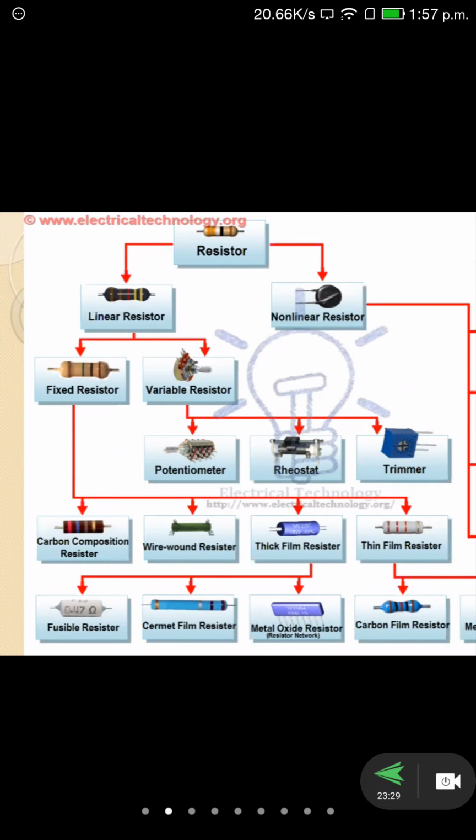Variable resistors include potentiometer, rheostat, trimmers. Next, thermistor, photoresistor, which we call LDR, varistor. Next, surface mount resistors, right? Metal film resistors, carbon film resistors. These are all the classifications of the resistors, and these are the structures of resistors.